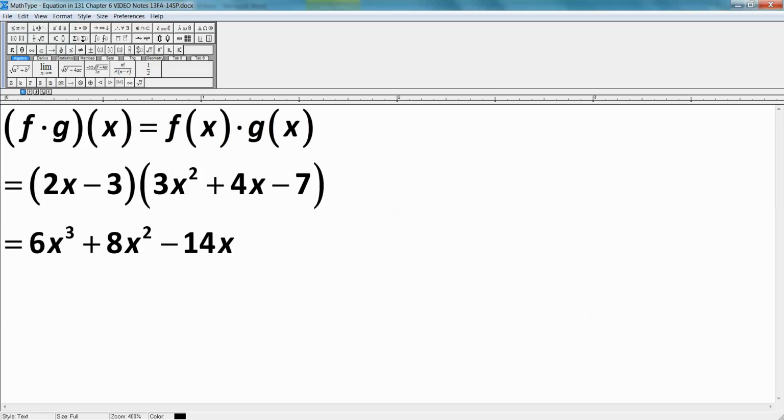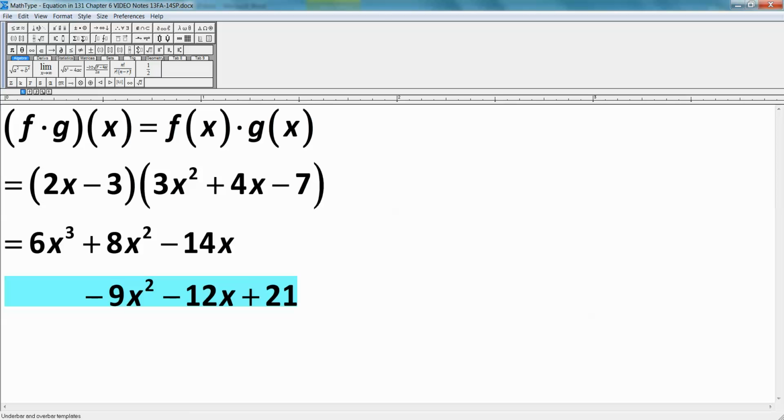And then let's go over here to the next part. We want a minus 9x squared, sorry, and then minus 12x plus 21. And there we go. And we're going to add them all up. So I'm going to put a big line under all of it, and I'm going to add.